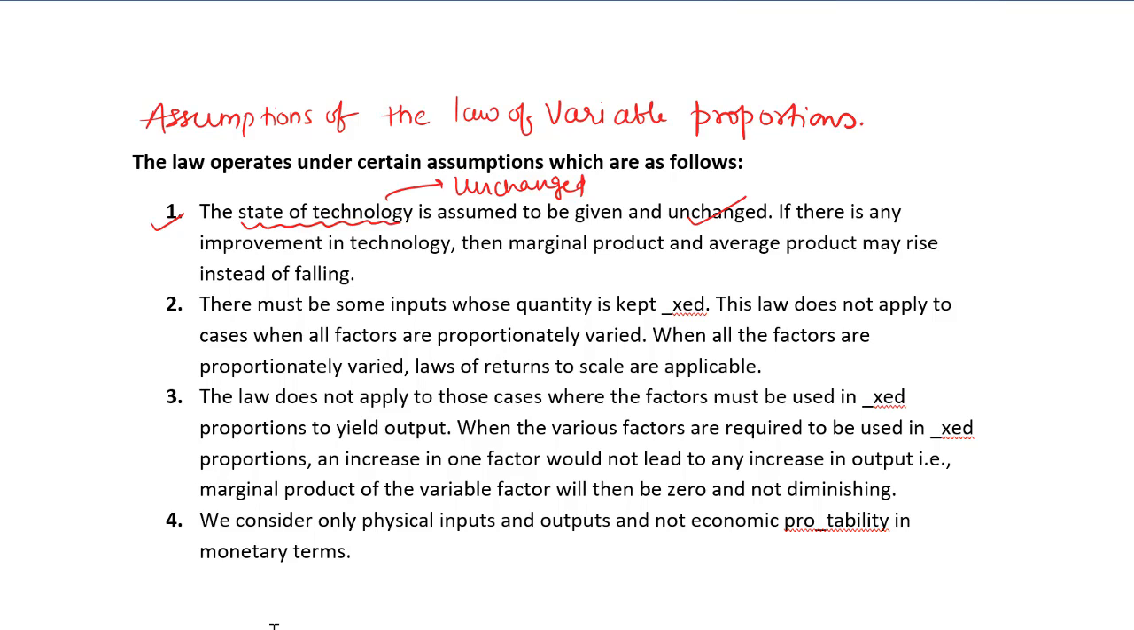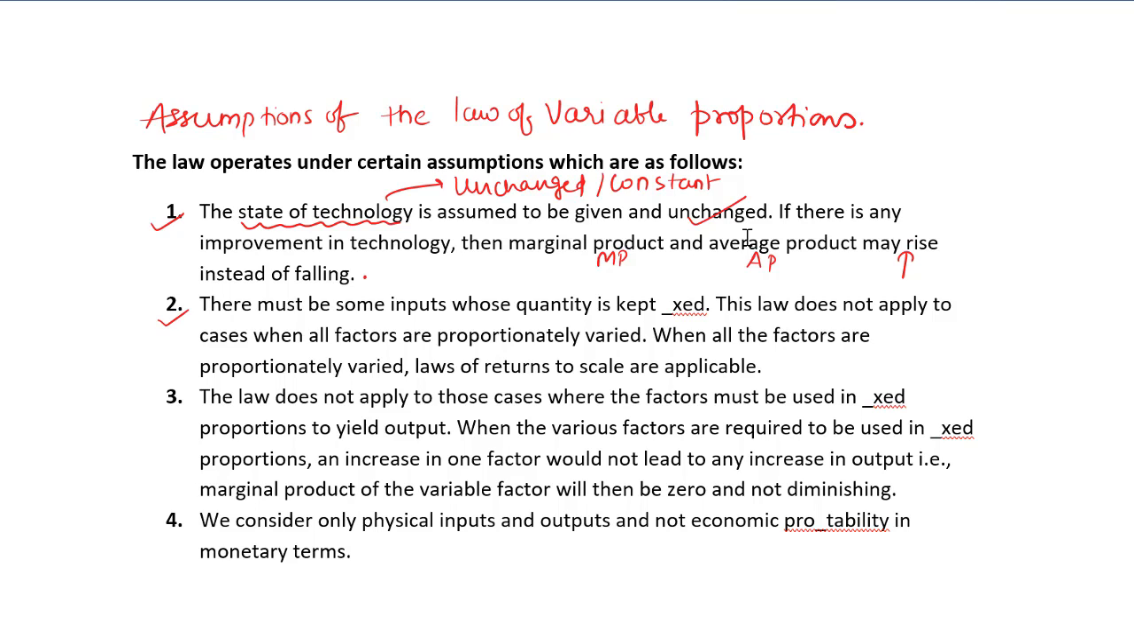If there is any improvement in technology, the marginal product, that is MP, and average product will rise instead of falling, and the law will fail. So we have assumed over here that as per the law of variable proportion, the state of technology remains unchanged. It will remain constant. I hope you understood.